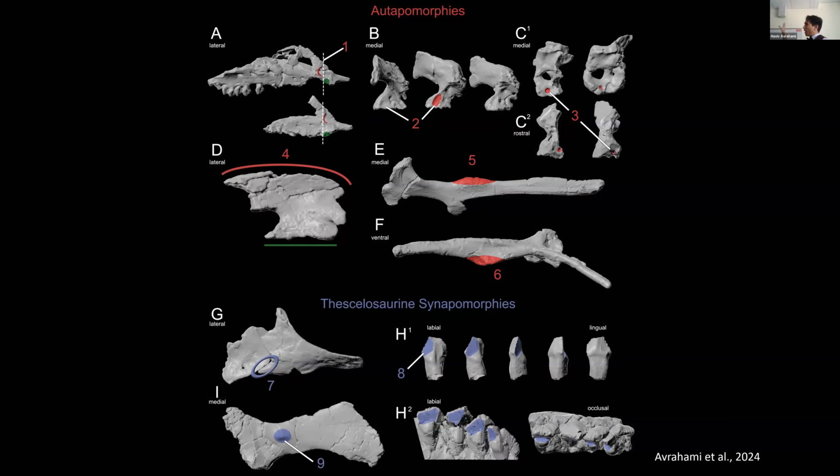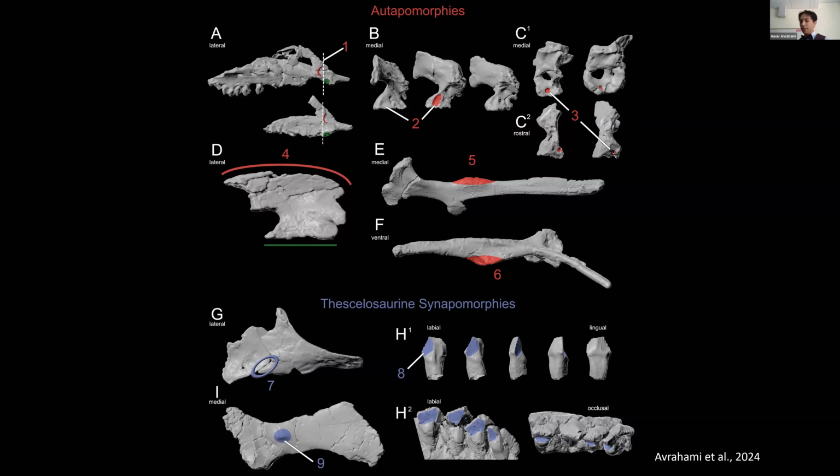This on the top in the red is the autapomorphies. These are what you need to erect a new species. They are features that are unique to just that taxon, but the ones on the bottom, the synapomorphies, are also important because those are shared characteristics which allow us to align it in the evolutionary tree with our observations.